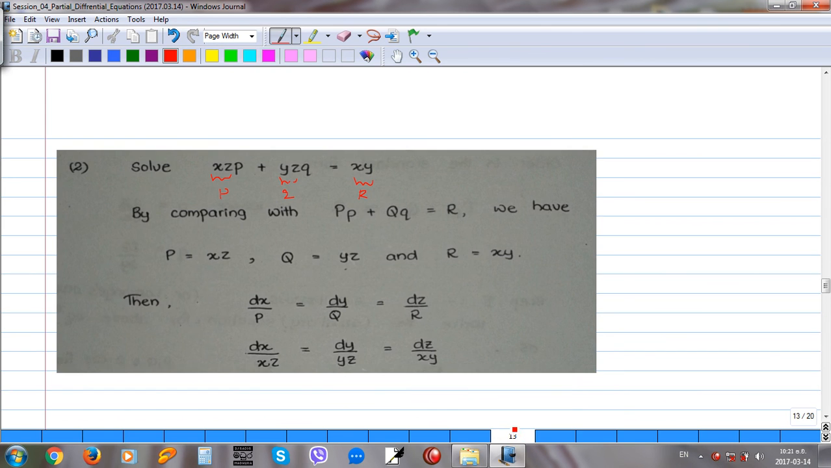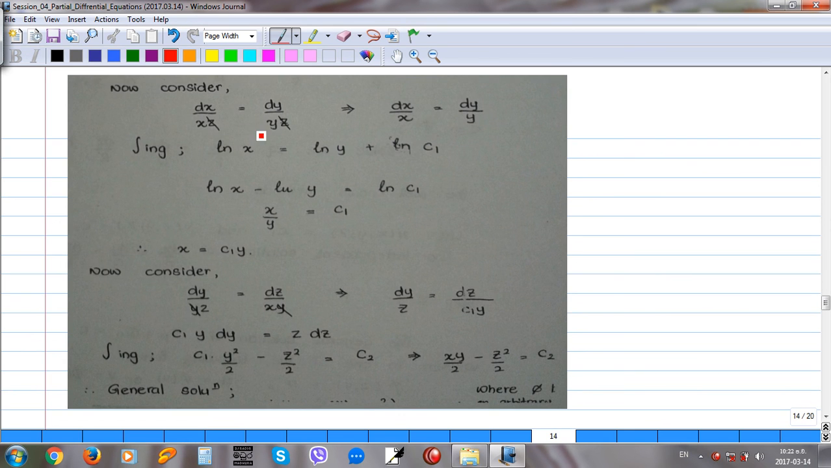Then we can consider pairwise. First we can consider these two, dx over xz, dy over yz, then z and z cancel, then 1 over x dx, 1 over y dy, then ln x equals ln y plus ln c1, where c1 is an arbitrary constant. Then ln x minus ln y equals ln c1, then you can write this as ln x over y equals ln c1, then c1 equals x over y. So x equals c1 times y.